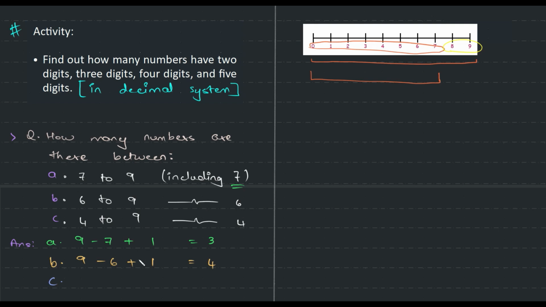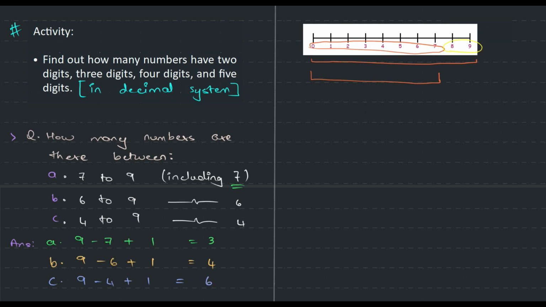Actually, any subtraction which follows this rule, we end up with 1 short of the actual count. So to include the value which we are subtracting, to include that particular value, we need to add 1. So basically 9 to 4, it will be 9 minus 4 plus 1. So all you have to understand is, if I want to include that in my count, I need to add back 1. That's it. As simple as that.